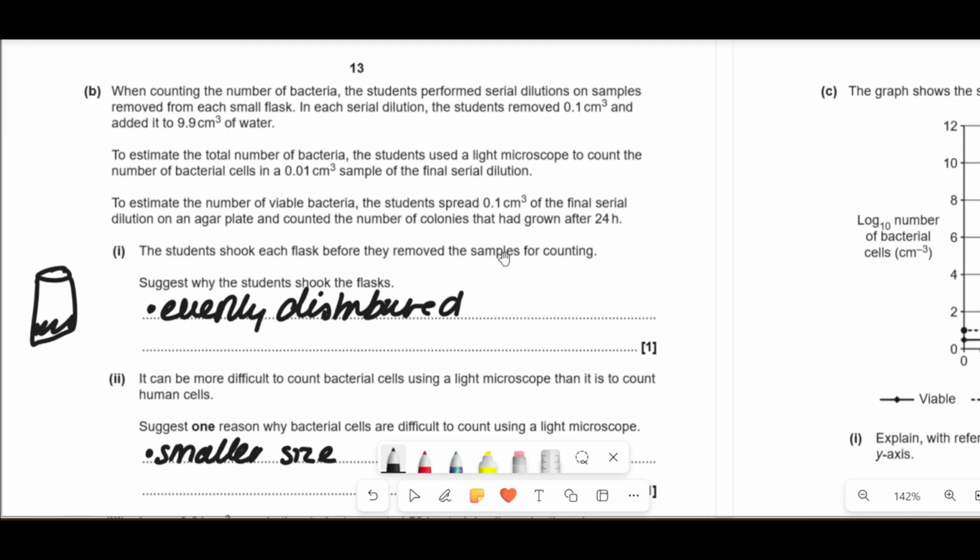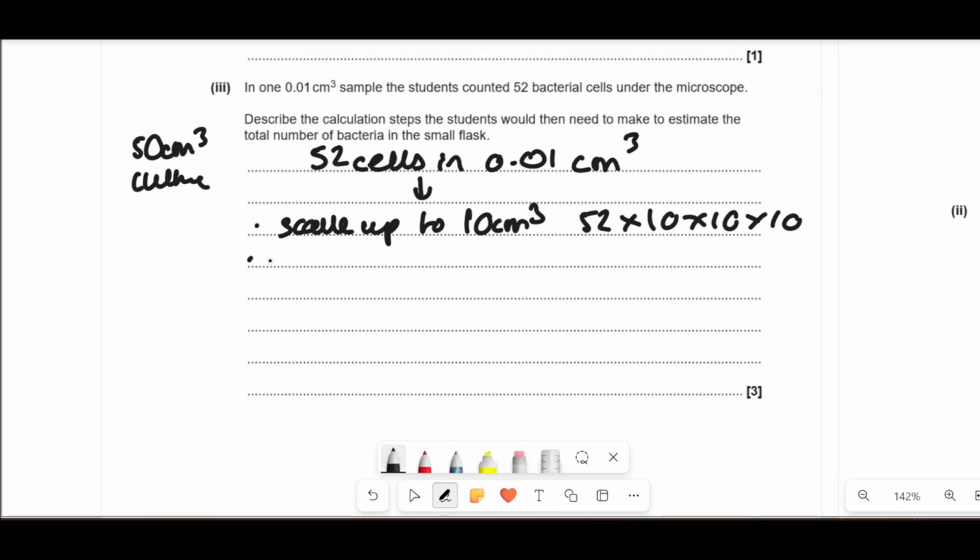So then the next thing is this. Remember that this is a sample that they've taken 0.1 of that original 50 and added it to 9.9 of water. If you do 0.1 over 9.9 plus 0.1, that's 0.01, right? As a percentage, that's 1%. So that means they've diluted it by 100.